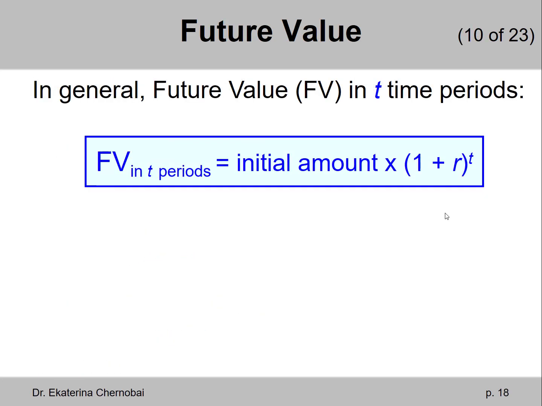In general, to find the future value in T time periods, we take the initial amount that we start with and multiply it by 1 plus the interest rate for each time period raised to the power T.